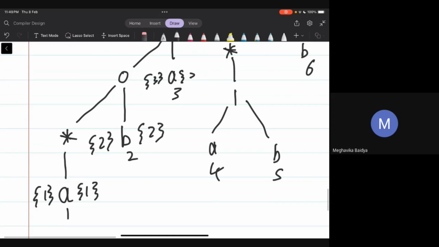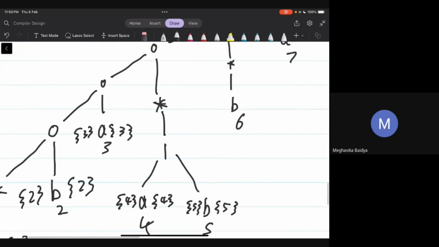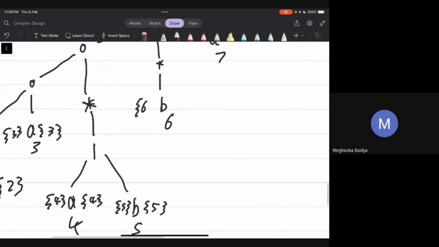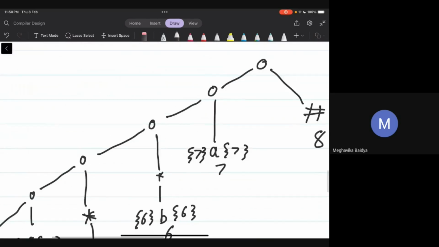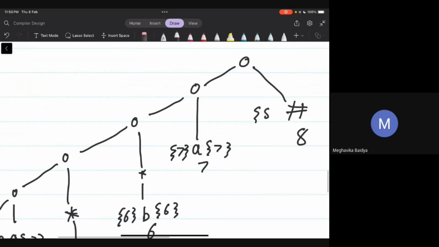Handwriting's terrible, I know, that's fine. 4, 5, then 6, 7, 8 and 8.